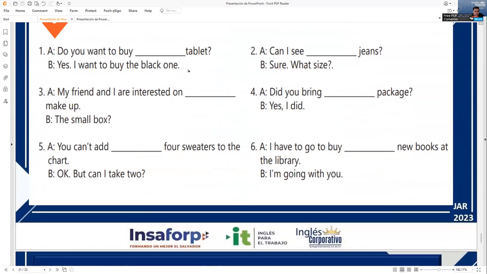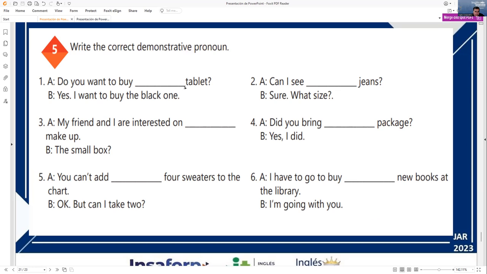Do you want to buy that tablet? Or this tablet? Could we say, do you want to buy that tablet? Do you want to buy this tablet? Yes, I want to buy the black one. My friend and I are interested in that makeup, in this makeup. The small box, you can't add those four sweaters to it. You can't add those four sweaters to the chart.